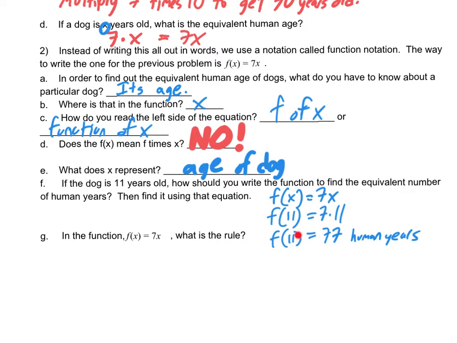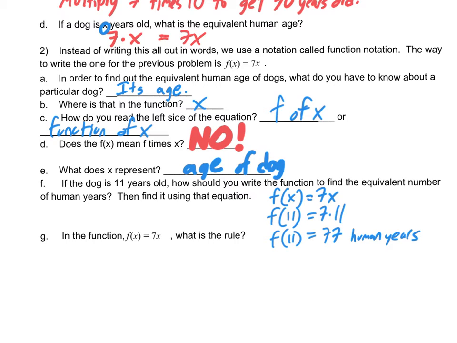So the input is in the answer, and the output is in the answer. So we know that f of 11, that input, gives us that output. And that's a really nice way of writing it so that we can see what goes in and what goes out in the same equation here at the end.